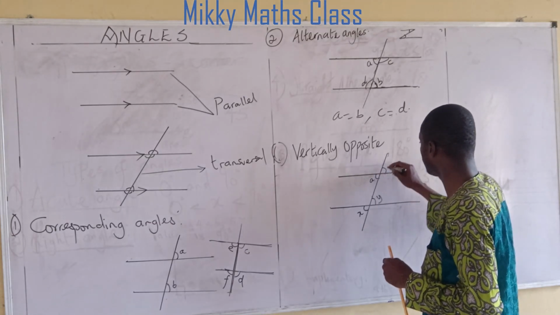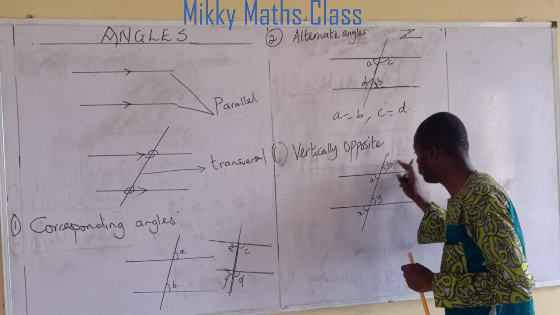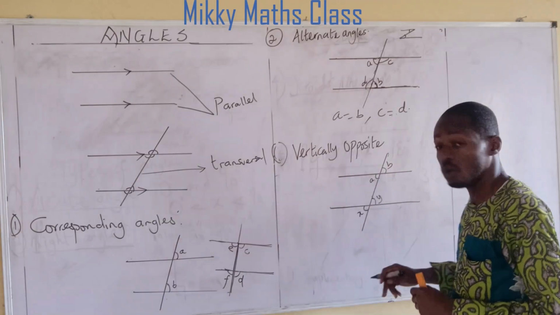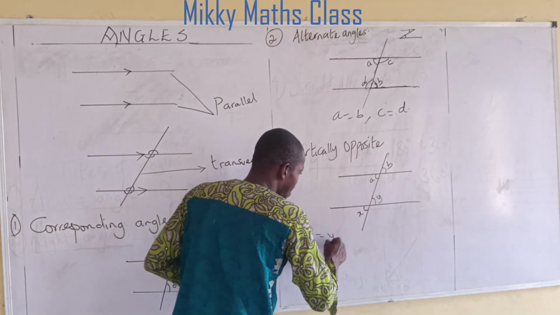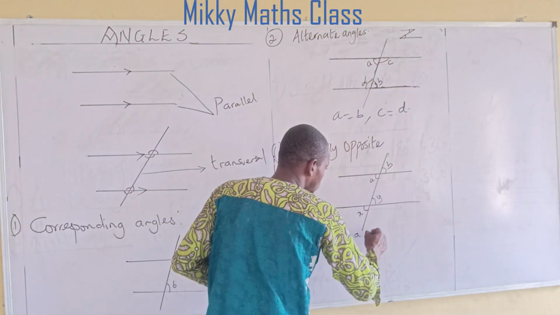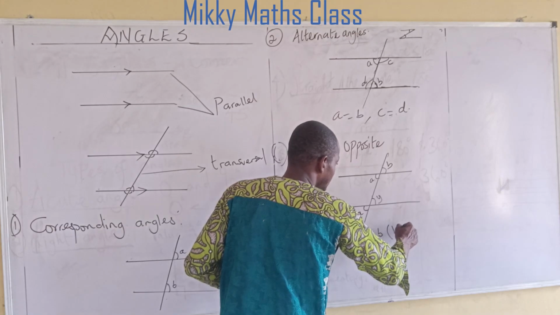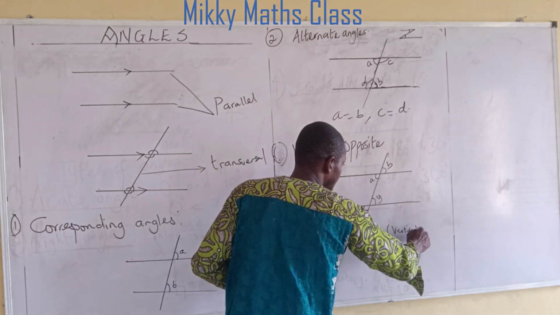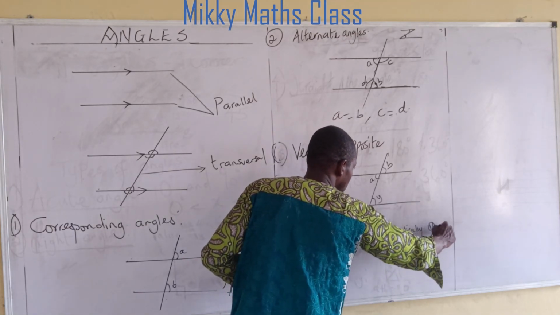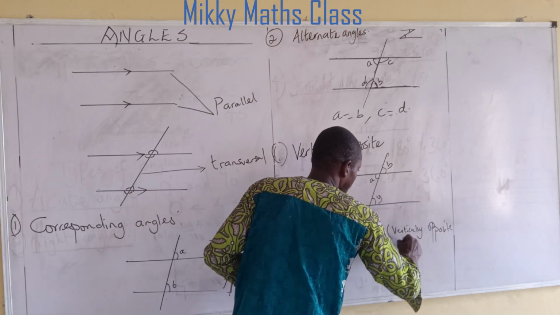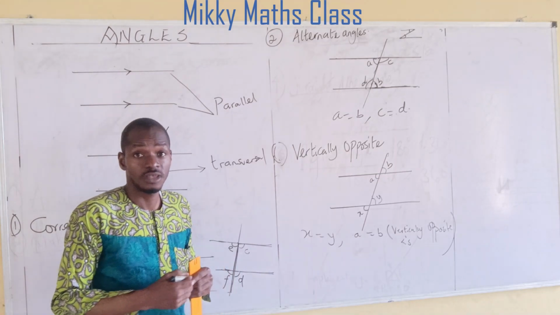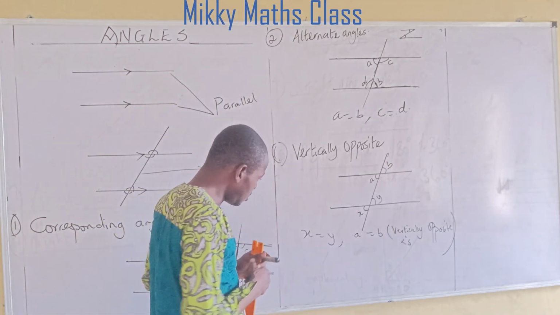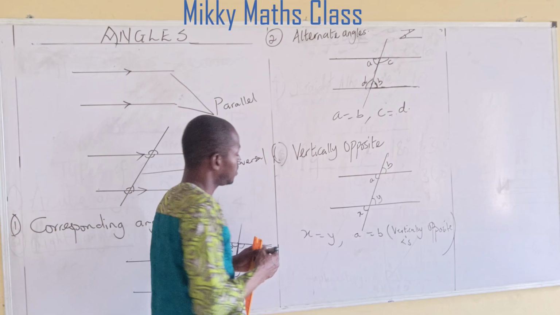If here is A, here is B, A and B will be the same. So our X equals Y and our A equals B. Why? Because they are vertically opposite to each other. Vertically opposite angles.